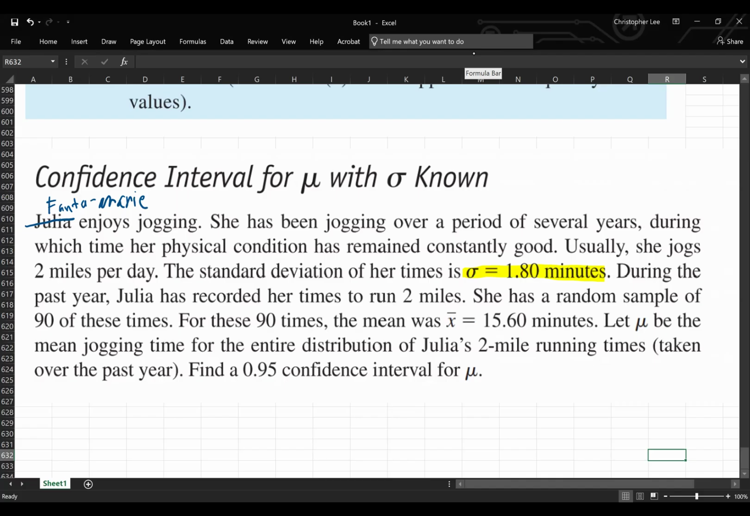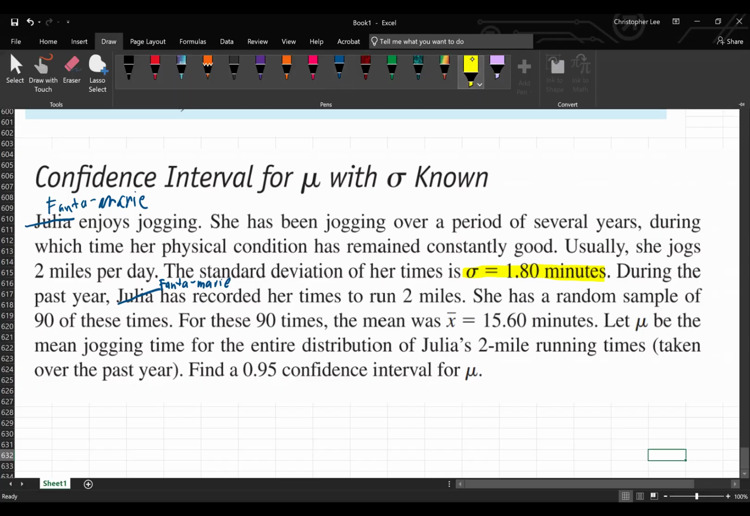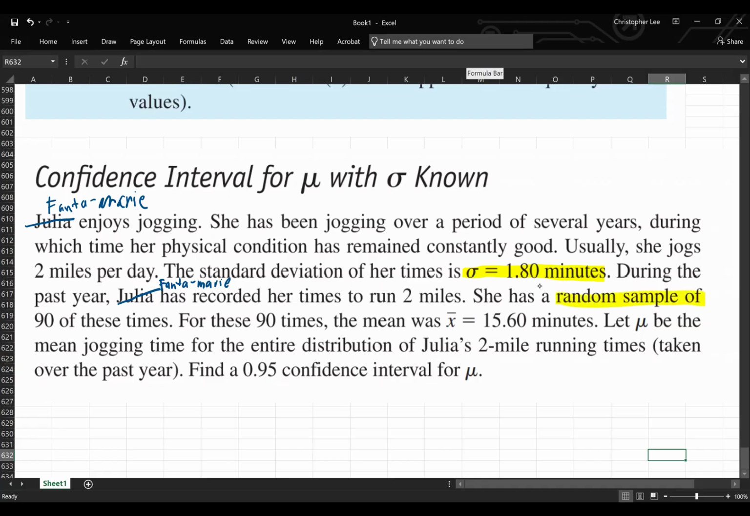So during the past year, right? Oh shoot, here we go again. See, man, I gotta fix this right here. So let me start it over. During the past year, Fanta Maria has recorded her times to run 2 miles. She has a random sample of 90 of these times. For these 90 times, the mean was X bar equal to 15.60 minutes.